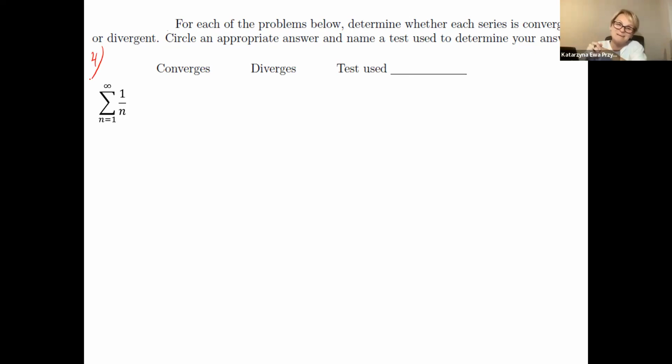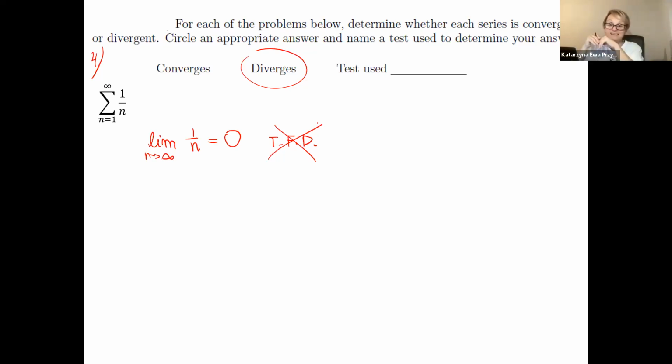What is this summation? What is this series 1 over n? It's harmonic one, of course, and we know that it's divergent, but look at this, the limit is 0. Then what I can say, test for divergence is not applicable. If the limit is 0, we know nothing. Now it's the moment to use different tests.